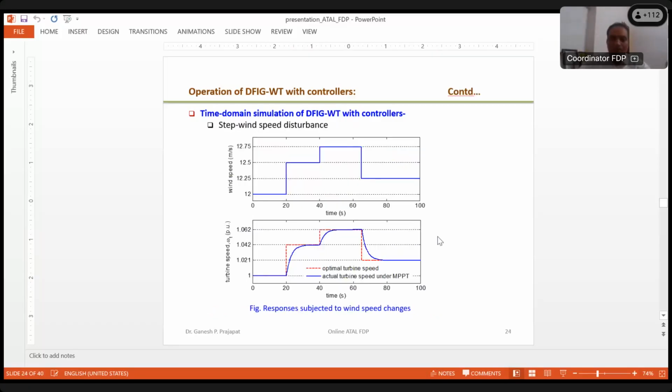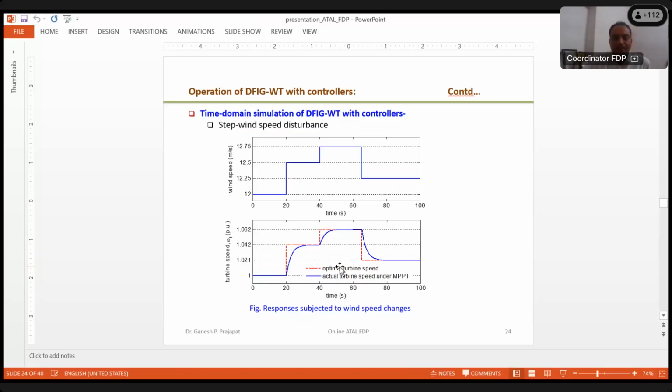So here is also one more investigation, with the change in wind speed. Let's say the wind speed goes from 12 to 12.5 meters per second, then from 12.5 to 12.75, and 12.75 to, let's say, 12.25 meters per second. If this kind of wind speed is there, the turbine speed will be something like this. As we have already put in the maximum power point tracking control, or the reference power control, as soon as the wind speed changes, the turbine speed will also change, because the controller keeps tracking the optimal value of the turbine speed.